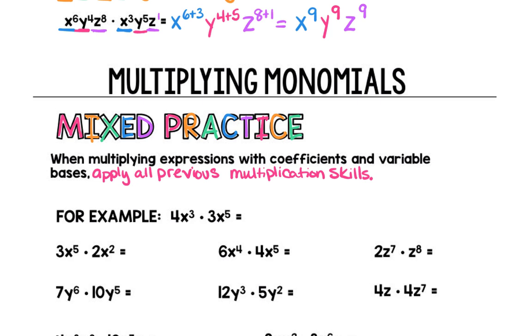the exponents. For example, if we take 4x to the 3rd times 3x to the 5th, 4 and 3, coefficients, just numbers, we're going to multiply them together. This is going to be 4 times 3. And then we have our x to the 3rd times x to the 5th, which gives us x to the 3 plus 5th power. So here we get 12 x to the 8th power.